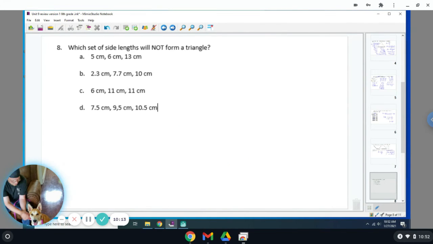Number 8, which set of side lengths will not form a triangle? Okay, so what we're going to do is use our little theorem. We're going to take each pair of lengths, add them up, and compare to the third length. So we're going to do 5 plus 6, which is 11. 11 has to be greater than 13. That's not true. So then we're going to do 2.3 plus 7.7, which is exactly 10, but it has to be greater than 10. So that's not it either.